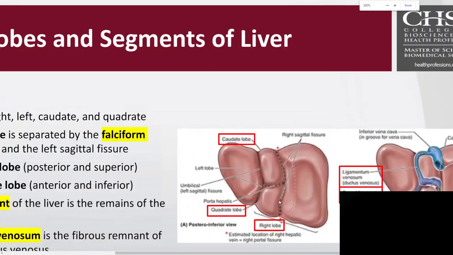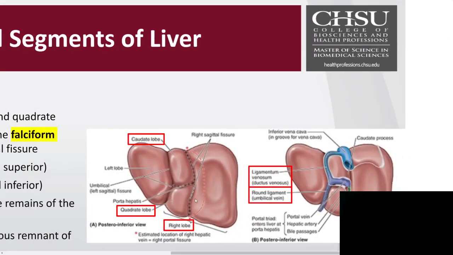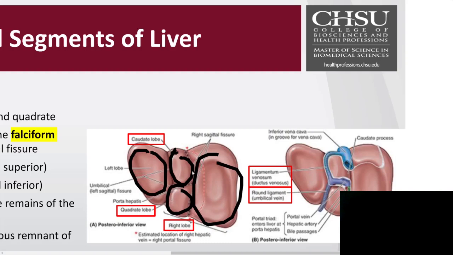And then if you go to the bottom, actually this is a better picture. Right, so this is a posterior view. And you can see all the different lobes. We have the caudate lobe right here, the right lobe right here. And then we have the top part of the caudate lobe, bottom part of the quadrate lobe. And then we have the left lobe right here. Okay, so there's 4 main lobes.